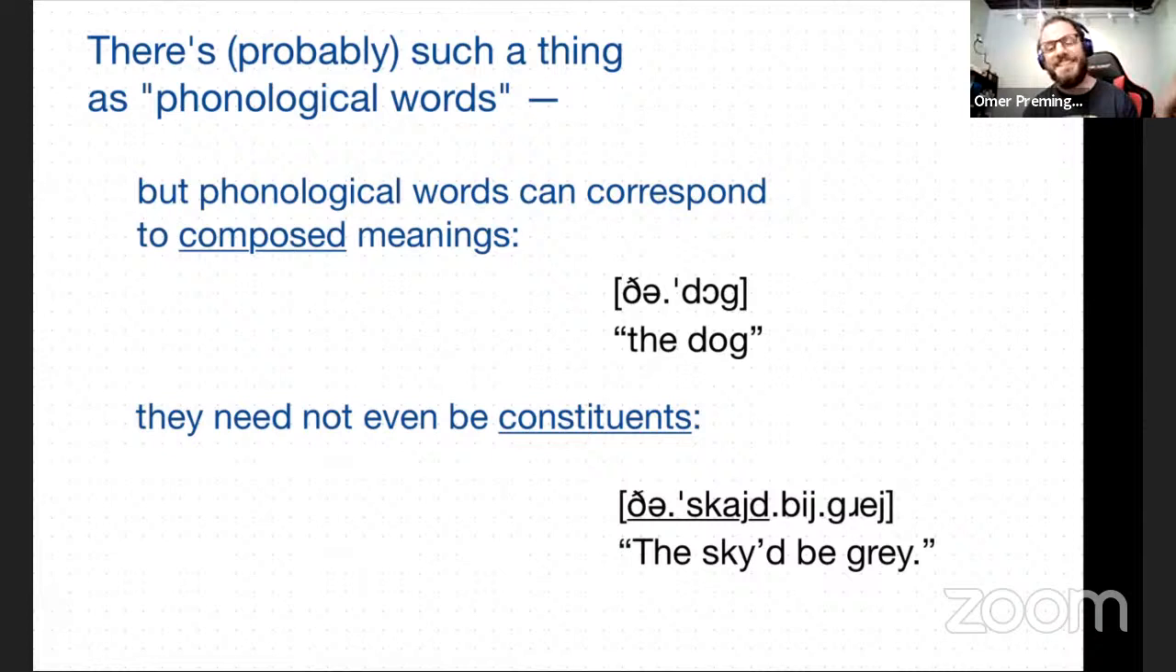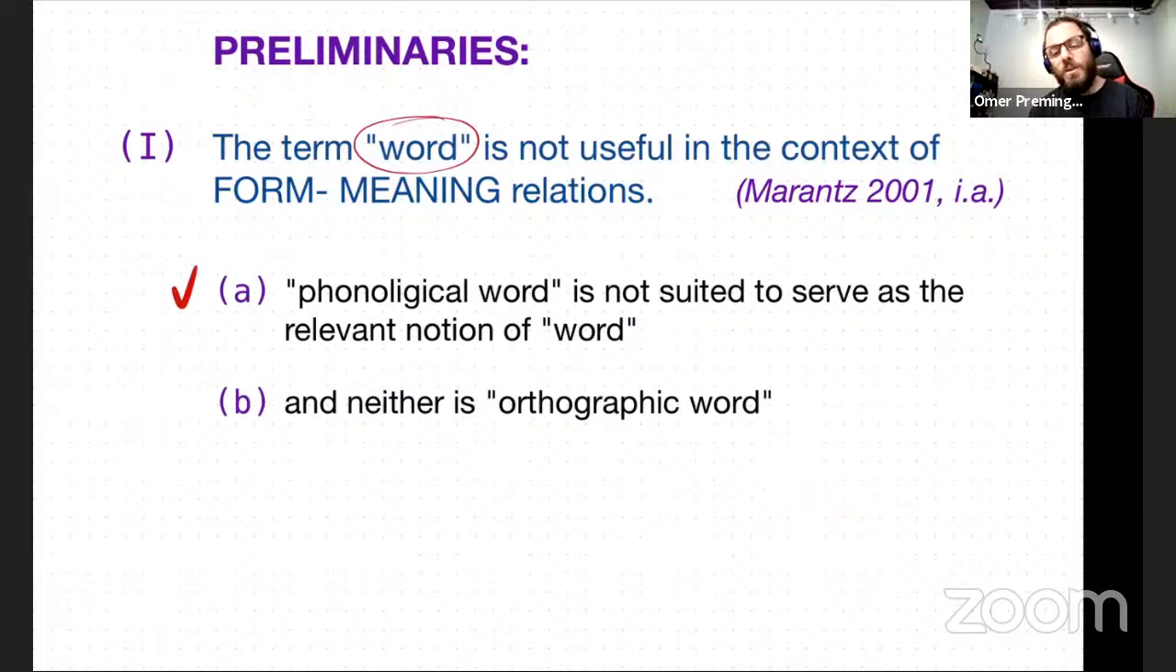Cliticization. One of the senses of the term is that you get things like the sky's to be gray, which, you know, you have a cliticized auxiliary, but then if you draw the tree for this, the underlying portion here is not a constituent at all. So, okay, if we want to use the technical term word as the basis on which to state the set of primitive form-meaning relations, it definitely cannot be phonological word.